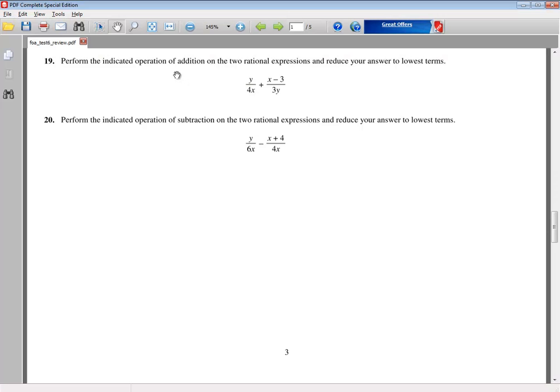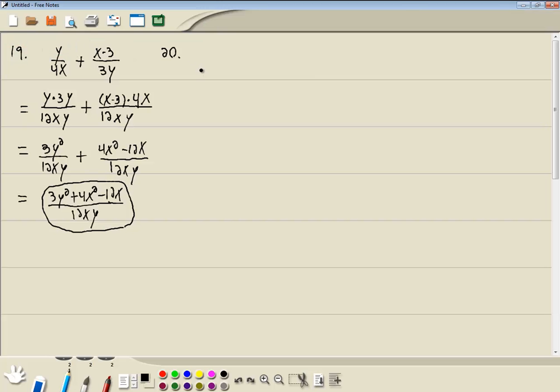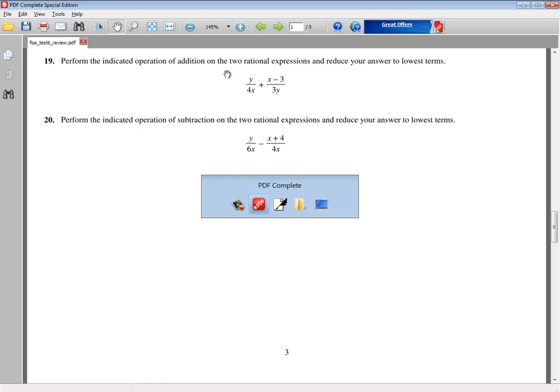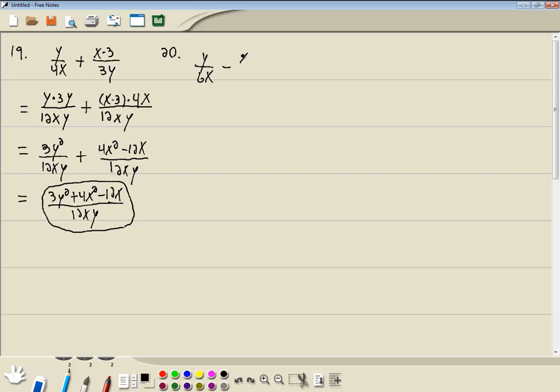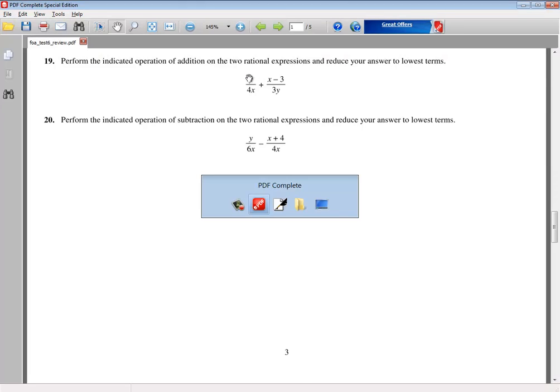Number 20. We got y over 6x minus x plus 4 over 4x.